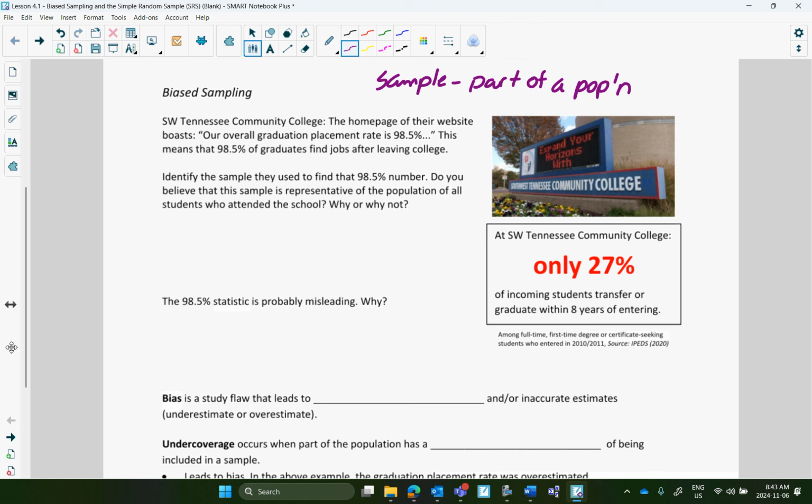So let's look at this example. This is a community college in Tennessee, and their website says our overall graduation placement rate is 98.5%. This means that 98.5% of students who graduated from this college found a job after graduation. Okay. What's the sample? First of all, maybe I'll say this first. What's the population? Graduates?